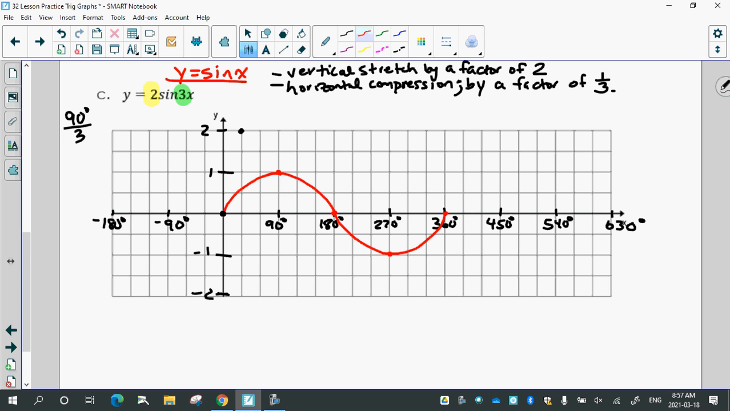So I've done 2 points so far. 180, vertical stretch by a factor of 2, I'm still on the x-axis. Horizontal compression by a factor of a third, so 180 divided by 3 is 60. And over there. Notice that 2 squares is a third of the distance of 180, which is 6 squares away from 0. Okay?